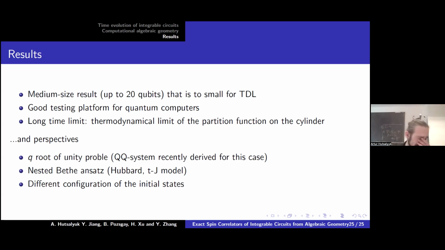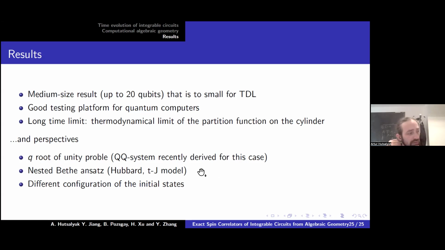And then perspectives, well, there are a few perspectives here. So first of all, this very particular situation when our deformation parameter is at a root of unity. And for a long time, it actually was a problem, because the QQ system was only recently derived for this very particular case. Then there are some possibilities here to proceed to nested Bethe Ansatz, including something like the Hubbard or t-J model.